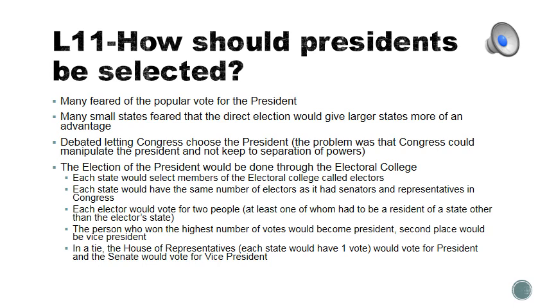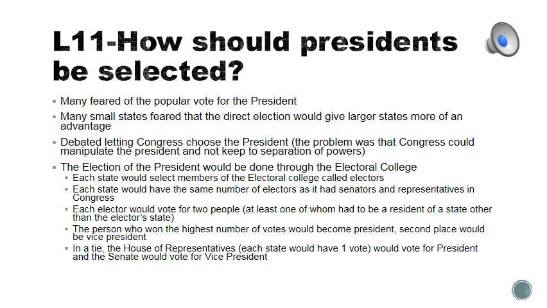Each elector would vote for 2 people, at least one of whom had to be a resident of a state other than the elector's state. The person who won the highest number of votes would become president. Second place would be vice president. This is actually going to be amended in the 12th Amendment, and we'll talk about that later. In the case of a tie, the House of Representatives, with each state having 1 vote, would vote for president, and the Senate would vote for the vice president. This is still kind of true today.